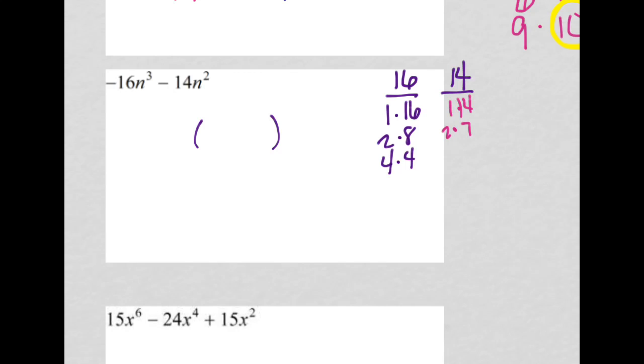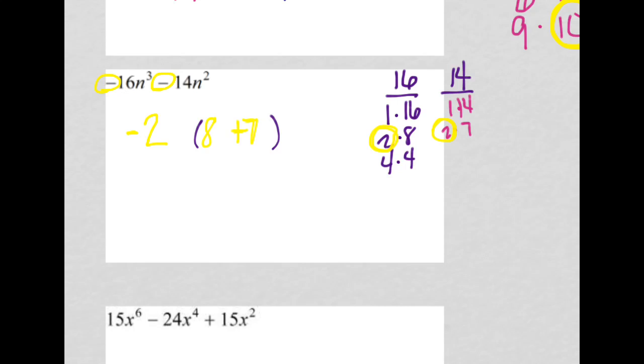So which is the biggest one they have in common? That would be right here with 2. So I know I can divide 2 out of both of them. Also, because they're both negative, I can make that a -2, which then turns them both positive. 16 divided by 2 gives me an 8. 14 divided by 2 gives me a 7.